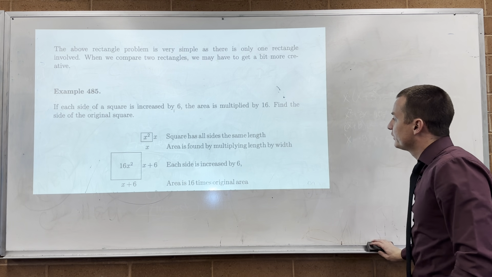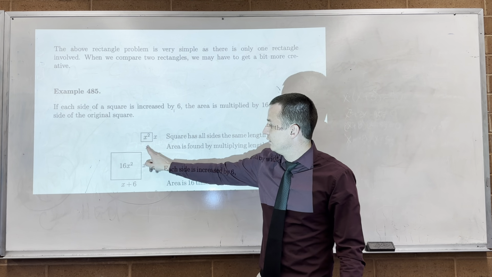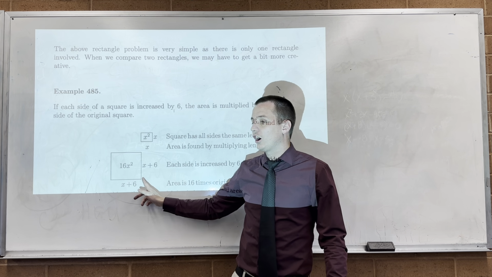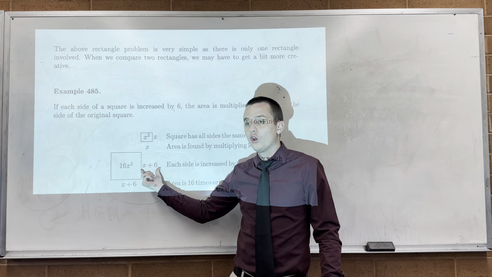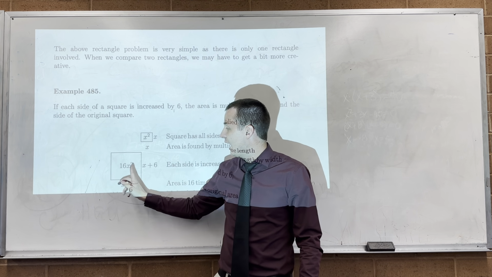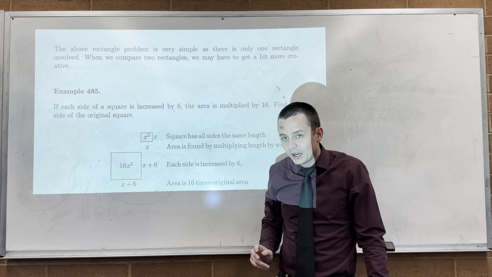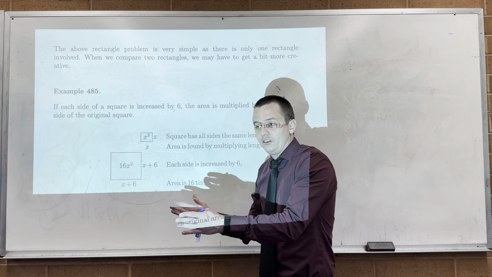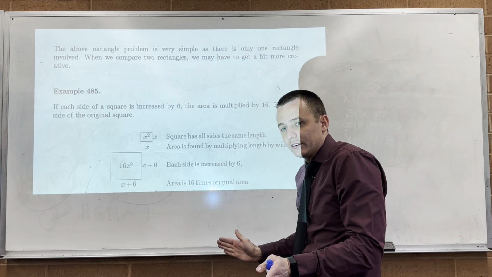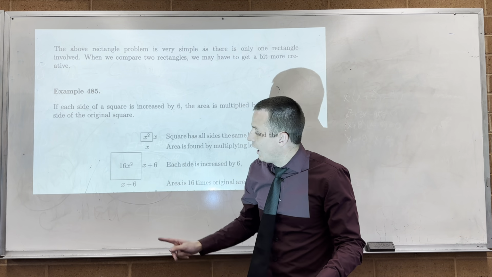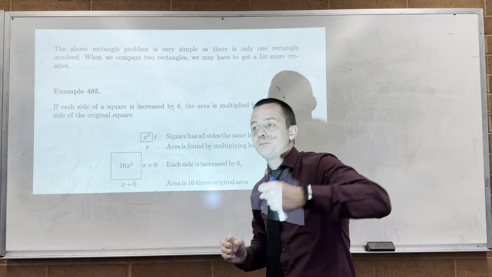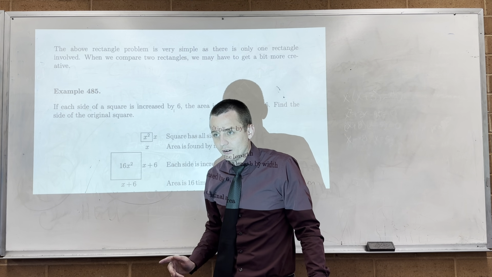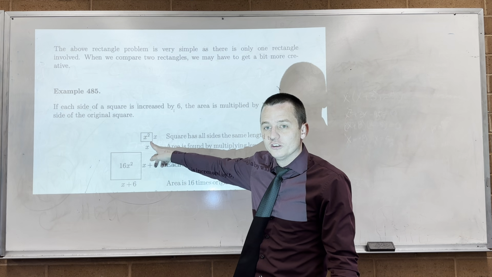So we start out with some square with side lengths x. We know that when we make our square 6 units longer on each side, we made the area 16 times bigger. So we start out with some mysteriously sized square. I'm not going to tell you how big this square is. Here's what I tell you. If I extend each of its sides by 6 feet, I made the area of the square 16 times bigger. Question, what were the dimensions of my initial square?